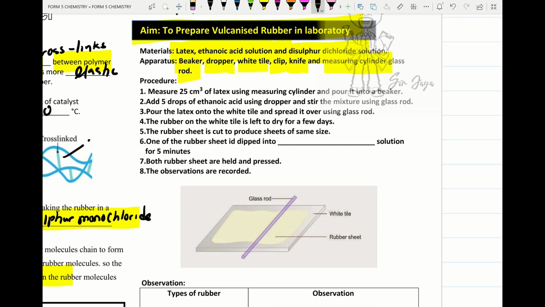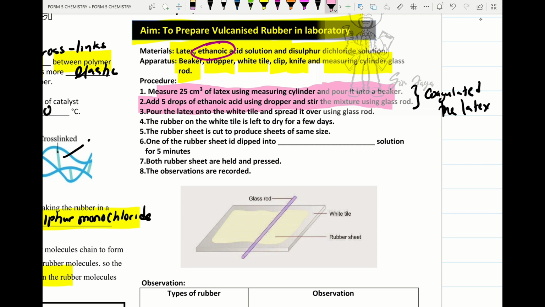First, we coagulate the latex by adding ethanoic acid. The first procedure: measure 25 cm³ of latex using a measuring cylinder and pour it into a beaker. Add 5 drops of ethanoic acid using the dropper and stir the mixture. These two steps will coagulate the latex.